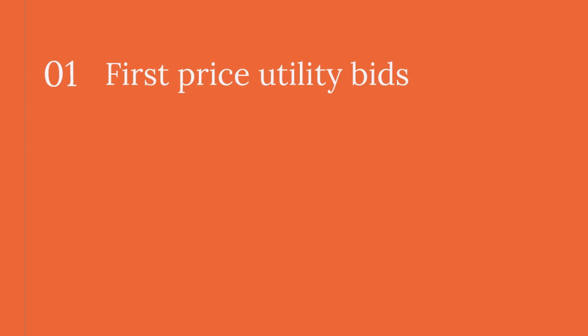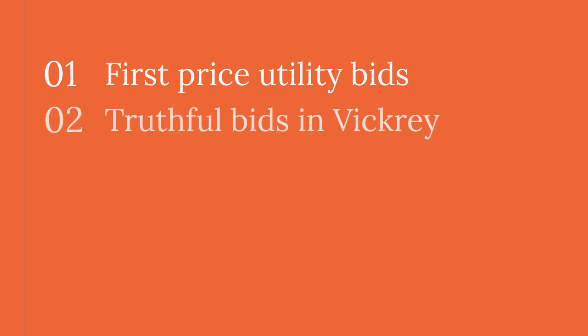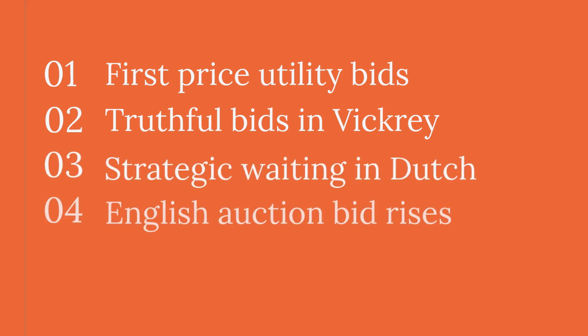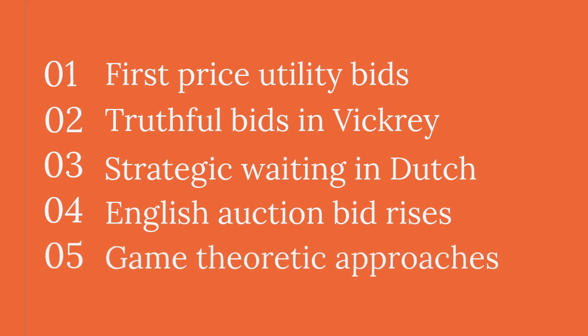Auction strategies include utility maximization in first price auctions, truthful bidding in second price auctions, weighting in Dutch auctions, and incremental bidding in English auctions. Market decision methods include reinforcement learning, utility-based decision-making, and game-theoretic approaches. Learning can come from Q-learning, deep reinforcement learning, evolutionary algorithms, or imitation learning.